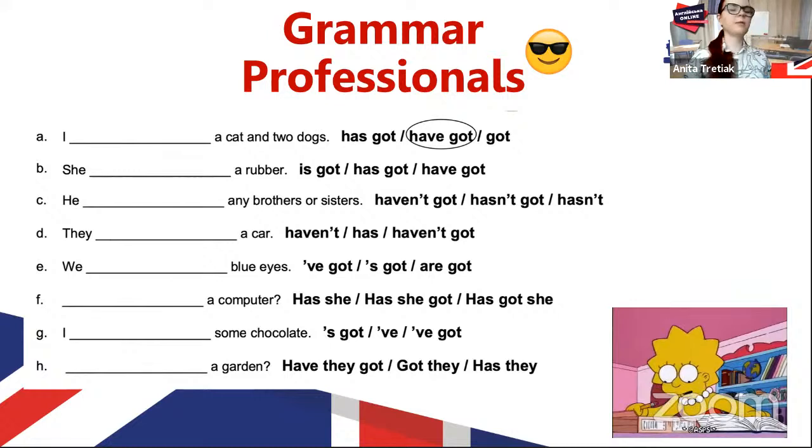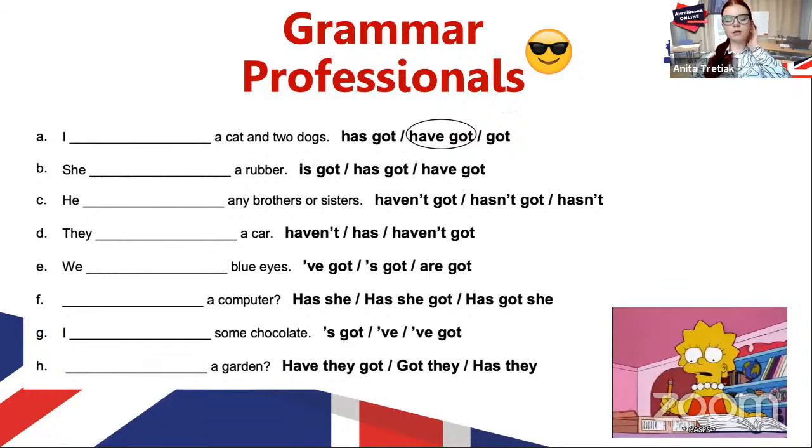So let's do letter A together. You can already see the answer. I, a cat, and two dogs. And the options are has got, have got, and got. You need to use have got here, because it's I. If you have I, you can only use have got. So it's not has got. Has got is used with he, she, or it, but got is not correct here. It's only have got. I have got a cat and two dogs. That's the correct option here.